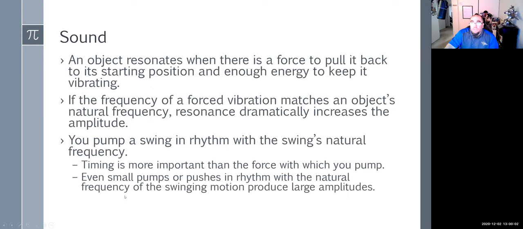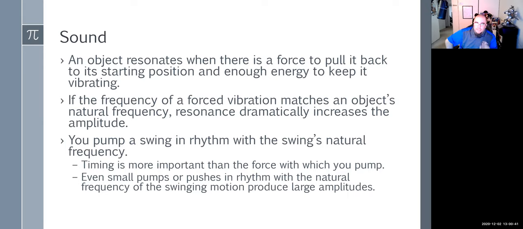An object resonates when there's enough force to pull it back to its start position, and enough energy to keep it vibrating. Again, tuning fork, little squishy ball, right? So again, tuning fork, I'll smack it, ding, touching the desk. You can hear the sound. Uh-oh, no sound. Sound. No sound. Well, why is it? There's not enough energy in this tuning fork to cause the material in this to vibrate at a frequency you could hear. If the frequency of forced vibration matches the object's natural frequency, resonance dramatically increases the amplitude, right?